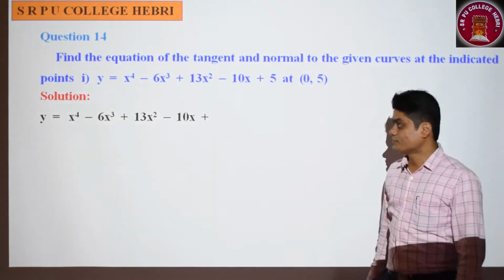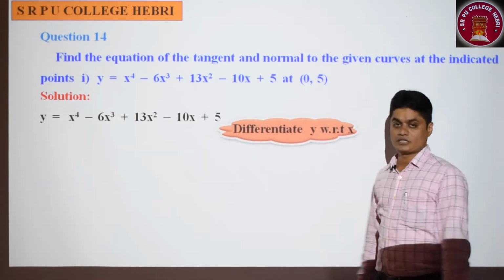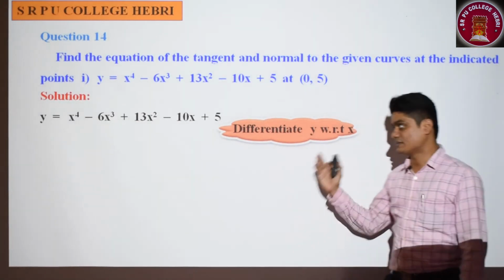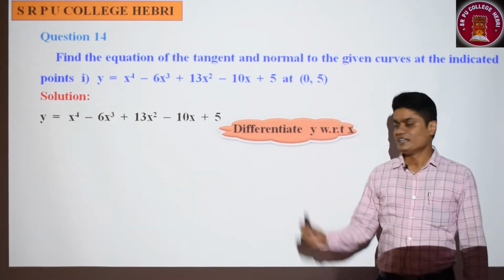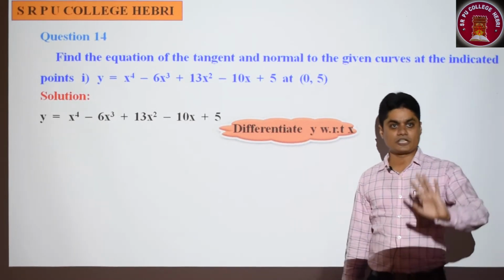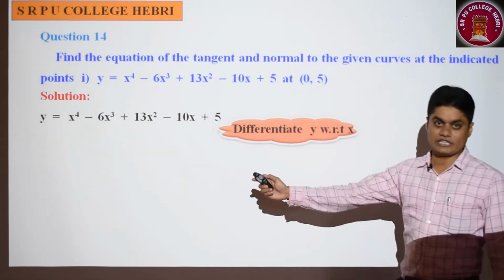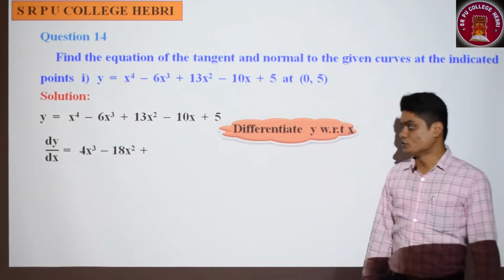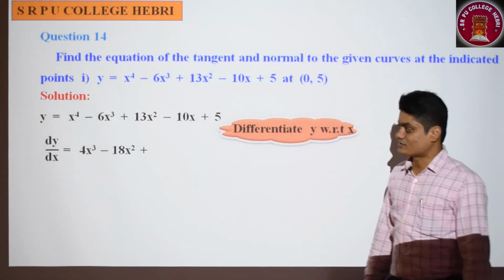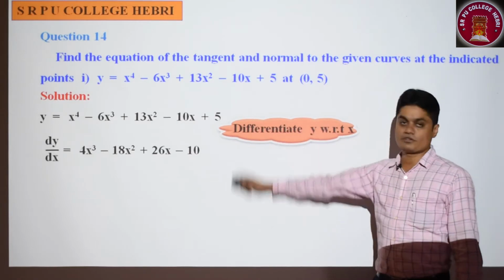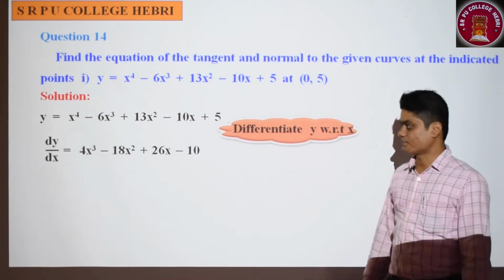So what we should do first is differentiate the given curve. What is the given curve? y is equal to x power 4 minus 6x cube plus 13x square minus 10x plus 5. It's direct differentiation, no chain rule, quotient rule or product rule. So tell me, what is the differentiation? Yes, dy by dx is 4x cube minus 18x square plus 26x minus 10. The differentiation of 5 is 0 because it is a constant.